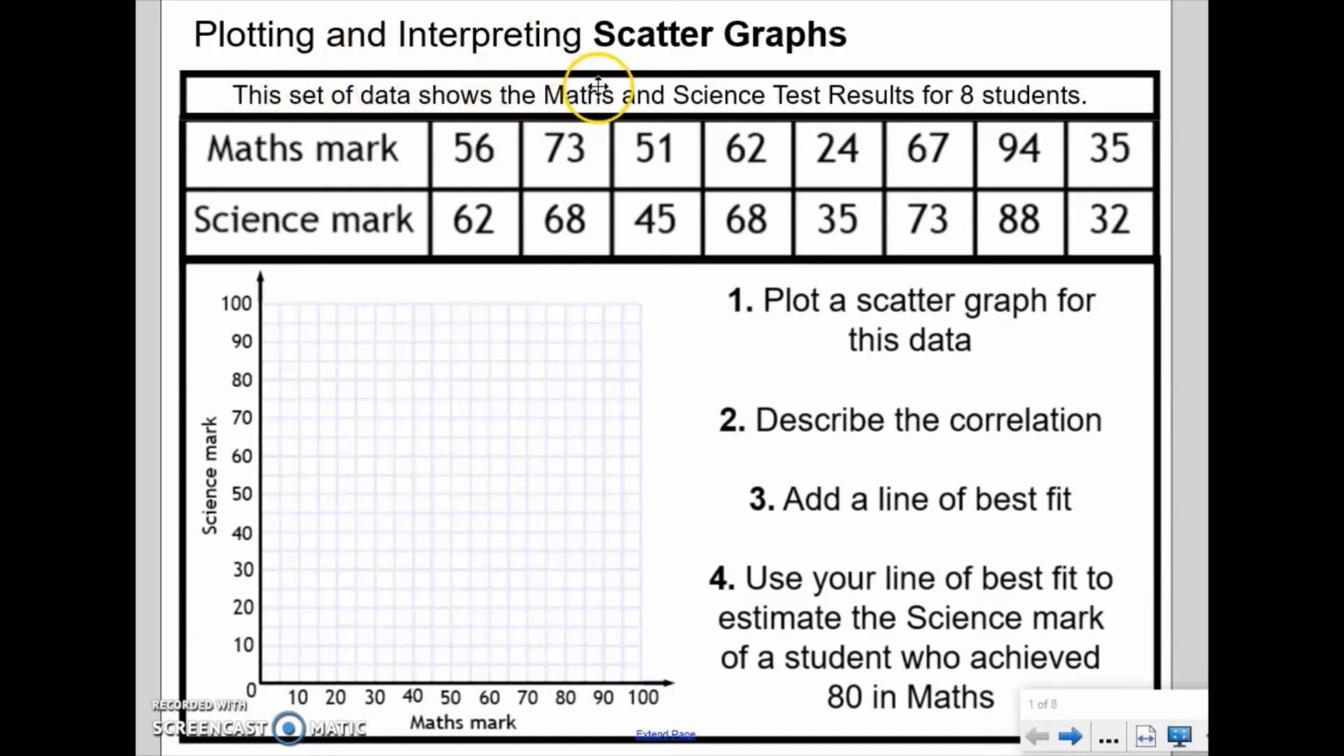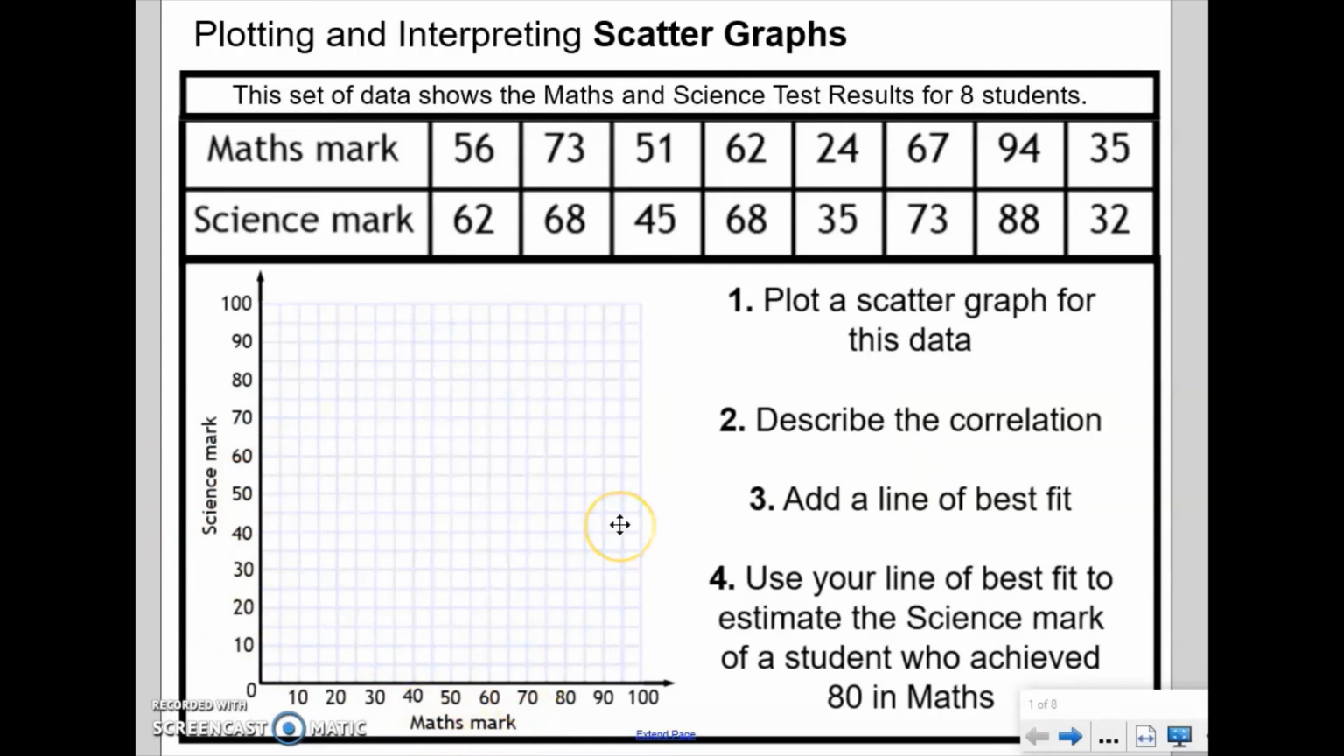This set of data shows the maths and science test results of 8 students. So we've got a set of data representing 8 students, and you have 4 things to do on this scatter graph. First of all, you need to plot the scatter graph. I've helped you out by showing you what your scatter graph axes should look like. Notice that they are labeled.